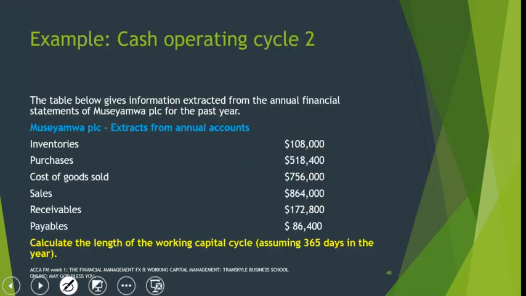Now to wind up this working capital management topic, let us do this last question. The table below gives information extracted from the annual financial statements of Acca PLC for the past year. Acca PLC extracts from annual accounts: inventories, purchases, cost of goods sold, sales, receivables, payables. Calculate the length of the working capital cycle assuming 365 days in a year.